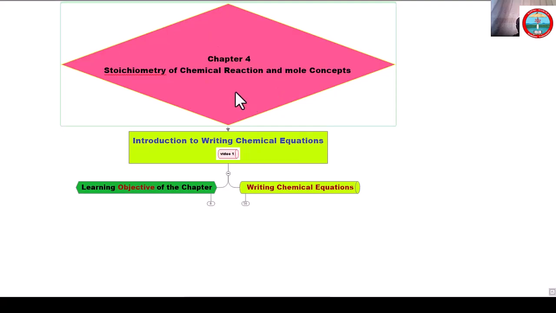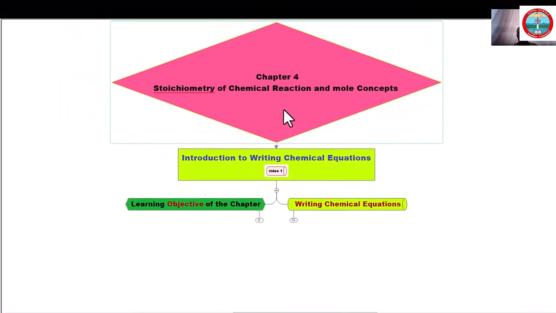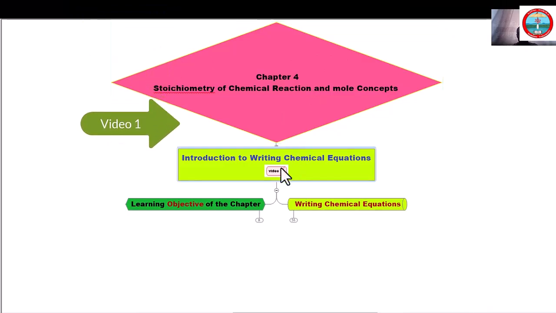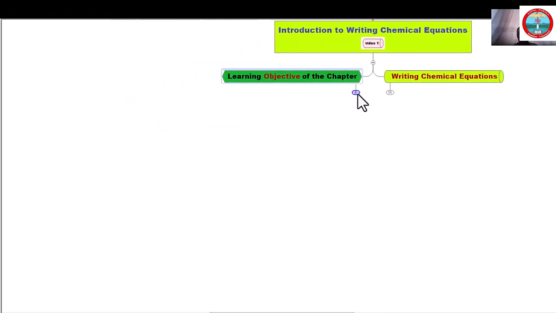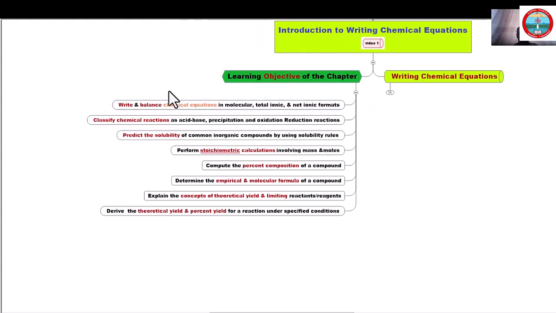This video presents the stoichiometry of chemical reactions and the mole concepts of chapter 4. There are about 10 videos that explain the concepts under this chapter. The first video of this chapter includes an introduction to writing chemical equations. Generally, after completing this chapter, you are expected to achieve all 8 learning objectives.